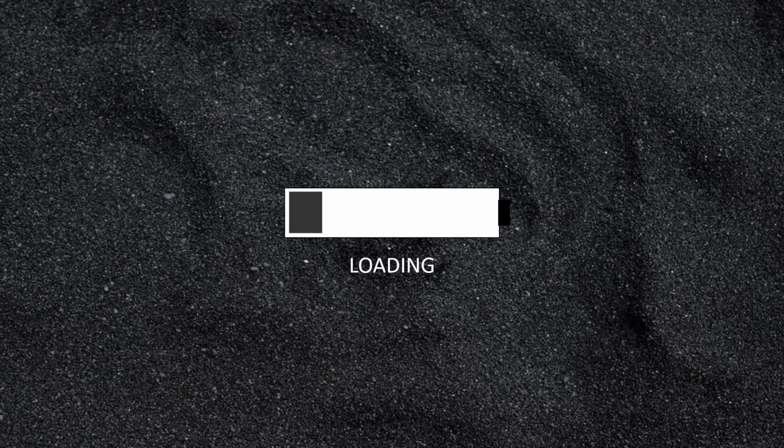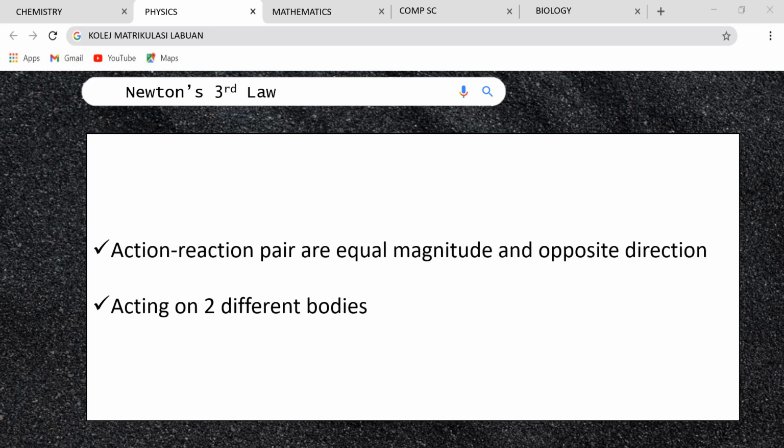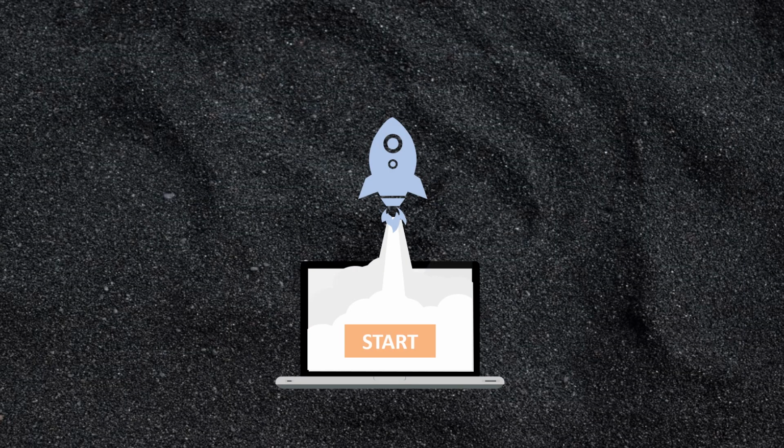How did I approach a question like this? I must know what criteria I need to follow in order to say Newton's third law of motion applies. So I know that an action-reaction pair has equal magnitude and opposite direction. The second one is acting on two different bodies. So to solve a question like this, I must go through the answer choices given one by one. So let's start.